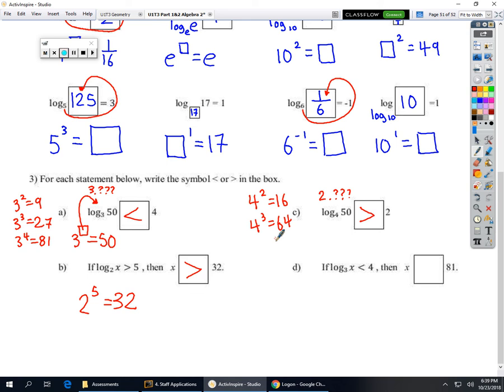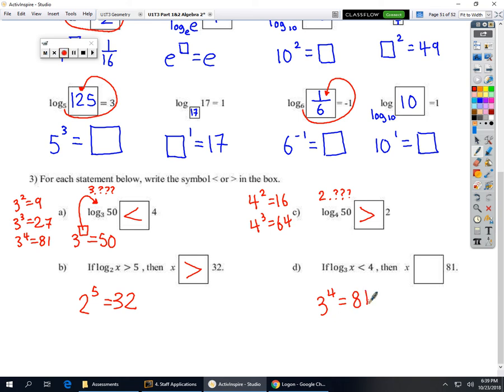All right, and the last problem here. Log base 3 of x is less than 4, then x has to be blank 81. Well, before I think about less than or greater than, what would the x value need to be to equal the 4? That would mean 3 to the power of 4 is what? 3 to the power of 4 is 81.